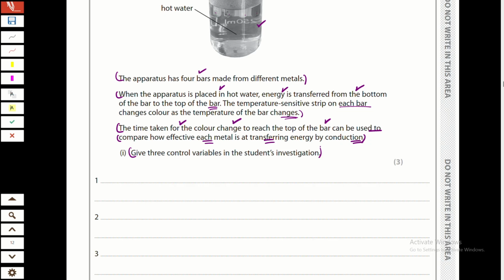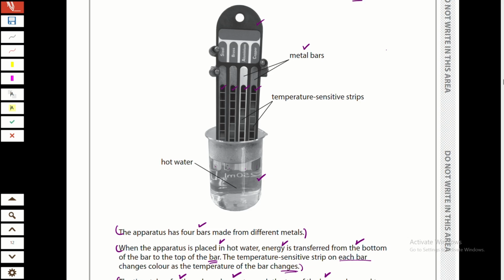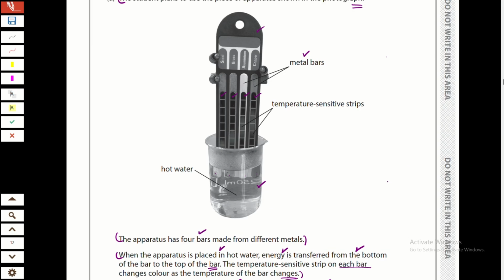So the first question is, give 3 control variables in the student's investigation. So in this particular investigation, the student should maintain the length of the metal bars, right? The student should also maintain the thickness of the metal bars. The student should also maintain the width of the metal bars, and the student should also place the metal bars at the same height inside the hot water. In other words, the metal bars must be immersed to the same depth inside the hot water.